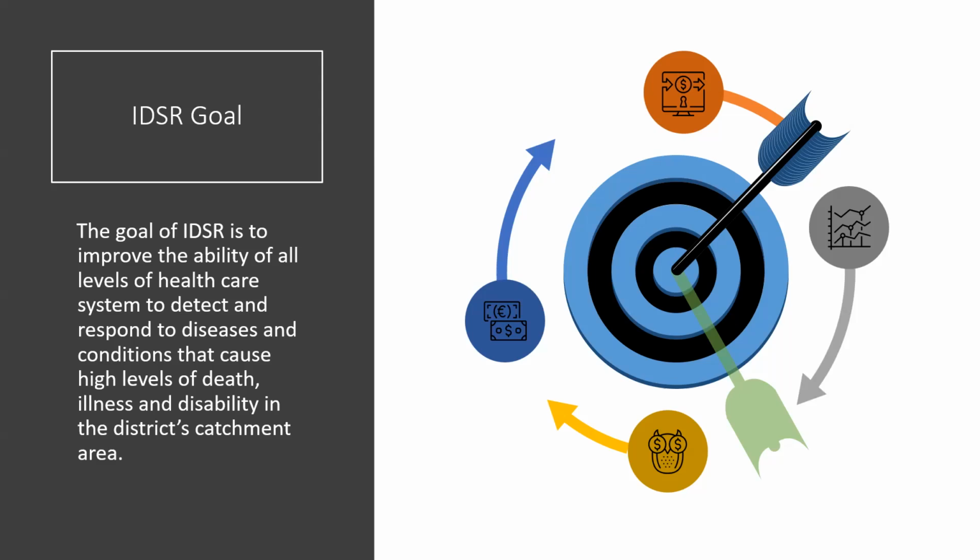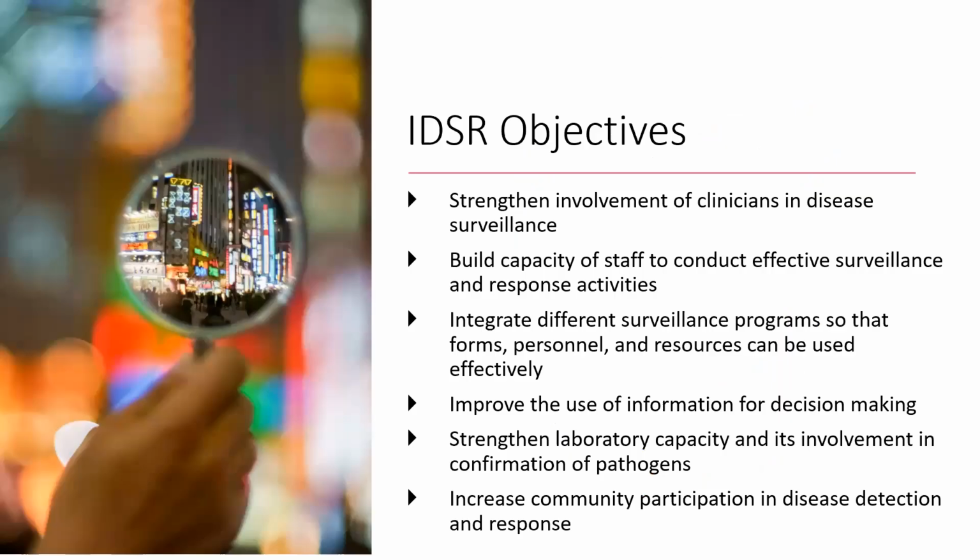So we want to improve the ability of all levels of healthcare to detect and respond to diseases and conditions that cause high levels of death. IDSR is not focused on all diseases that ever occur, but on a specific set of diseases, the ones that cause high levels of death, illness, and disability. What is the objective of the integrated disease surveillance and response currently in use? Remember the challenges that we discussed a couple of slides earlier that are affecting surveillance. So we are looking at how we prevent and how we respond to some of those challenges.